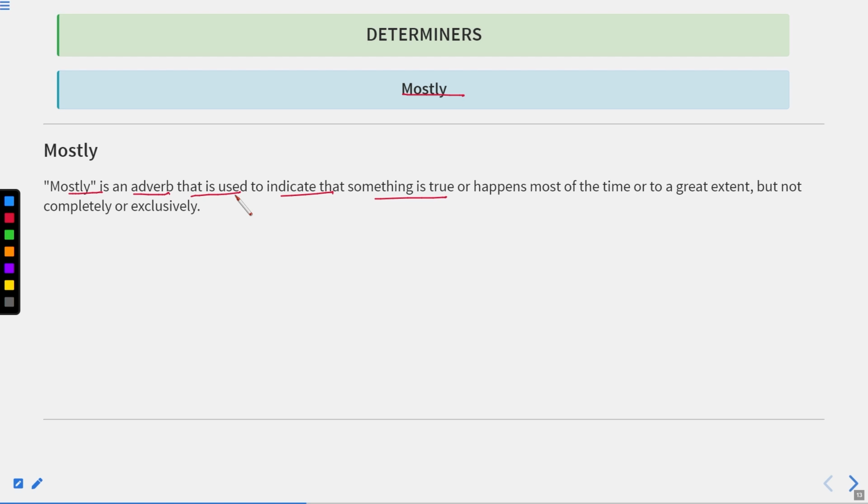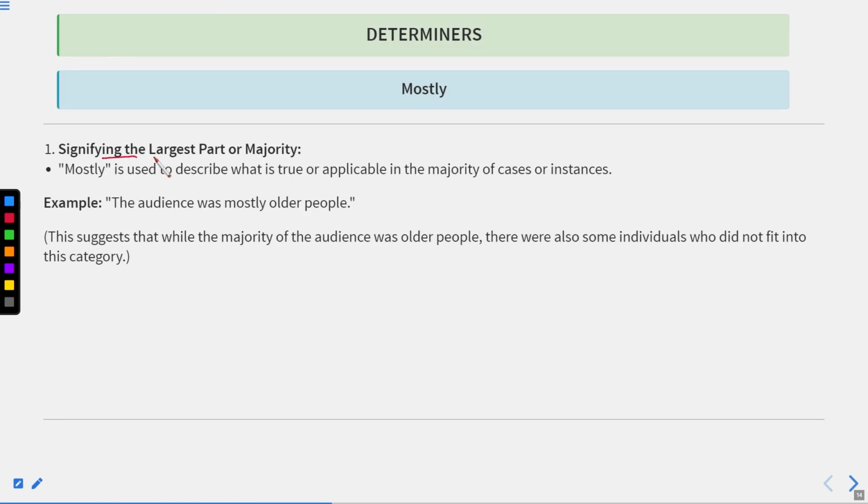Mostly is an adverb that is used to indicate that something is true or happens most of the time, or to a great extent, but not completely or exclusively. Mostly is an adverb, first of all, that is used to indicate that something is true. Okay, mostly means true or happens most of the time. Okay, or to a great extent, but not completely or exclusively. Okay, signifying the largest part or the majority. Mostly is used to describe what is true or applicable in the majority of cases or instances.